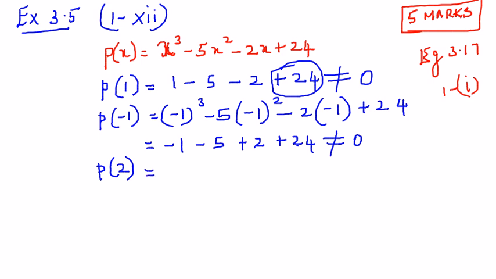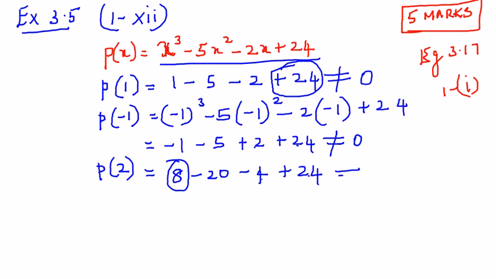Next, let's try p of 2 and see what comes. In this equation substitute 2 for x. So 2 cube is 8. 2 squared is 4. Minus 5 into 4 is minus 20. Minus 2 into 2 is minus 4 plus 24. So here minus 24 plus 24 cancel, but we also have a 8 here. So it is not equal to 0.